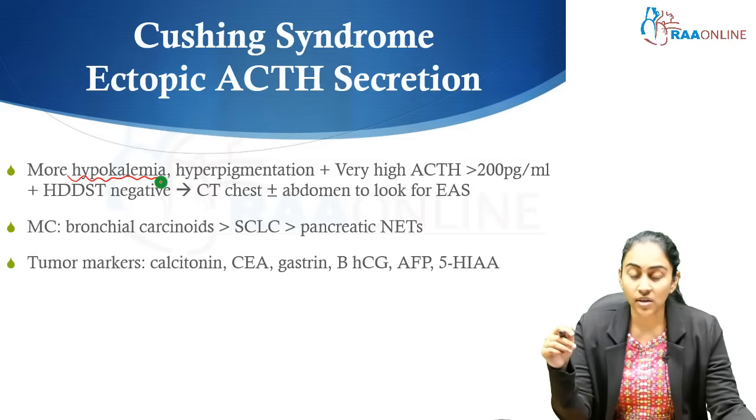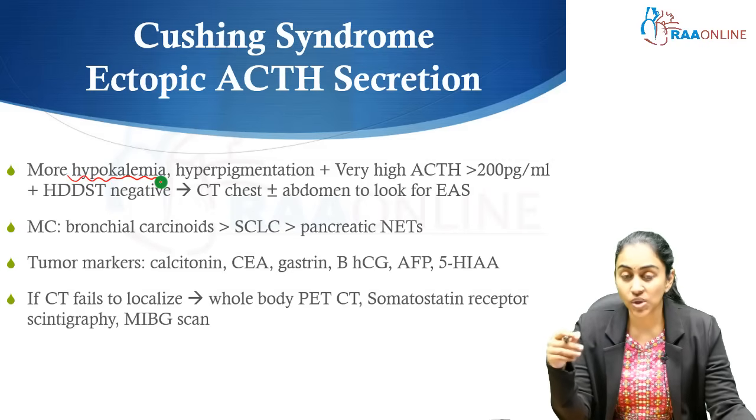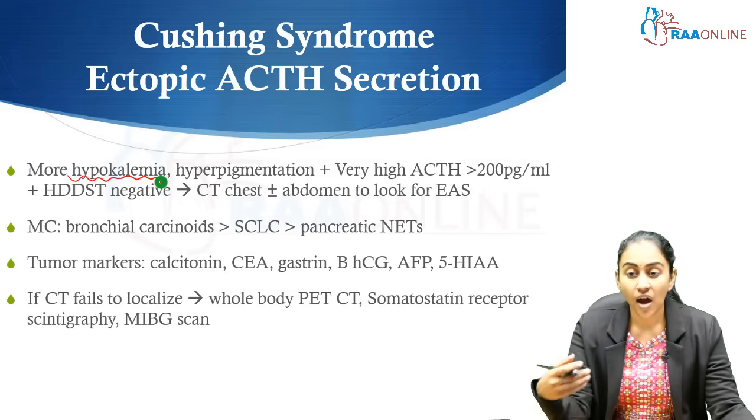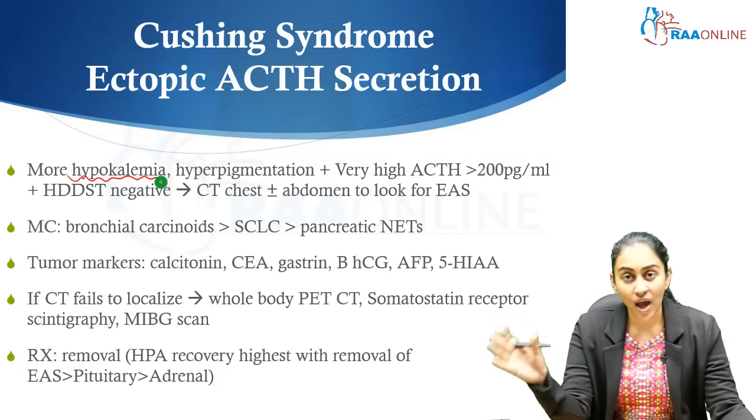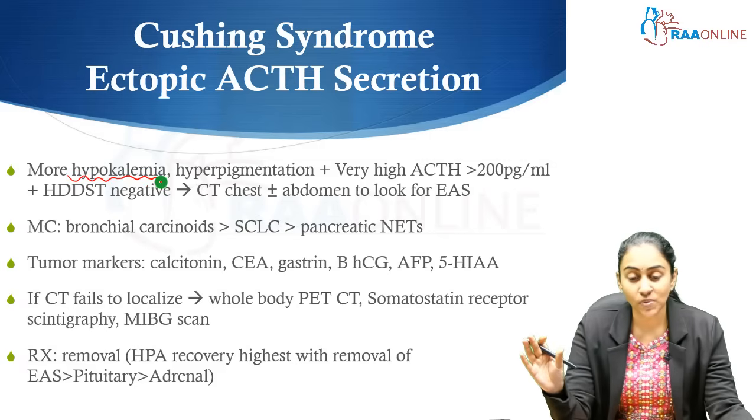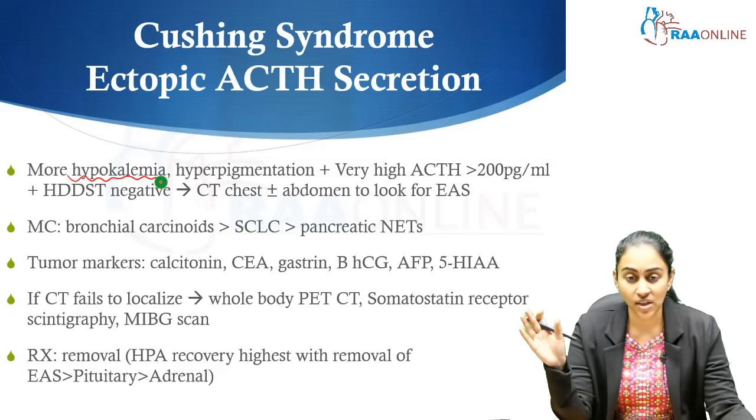Other tumor markers may also come in handy when we are looking at ectopic ACTH secretion. In case CT does not pick it up, other imaging modalities like whole body PET CT or somatostatin receptor scintigraphy may be helpful. And how do we treat all these patients, whether it is adrenal Cushing's, pituitary Cushing's or ectopic ACTH secretion? If you have evidence of Cushing's and you have a tumor sitting there, then surgical removal is the definitive management.